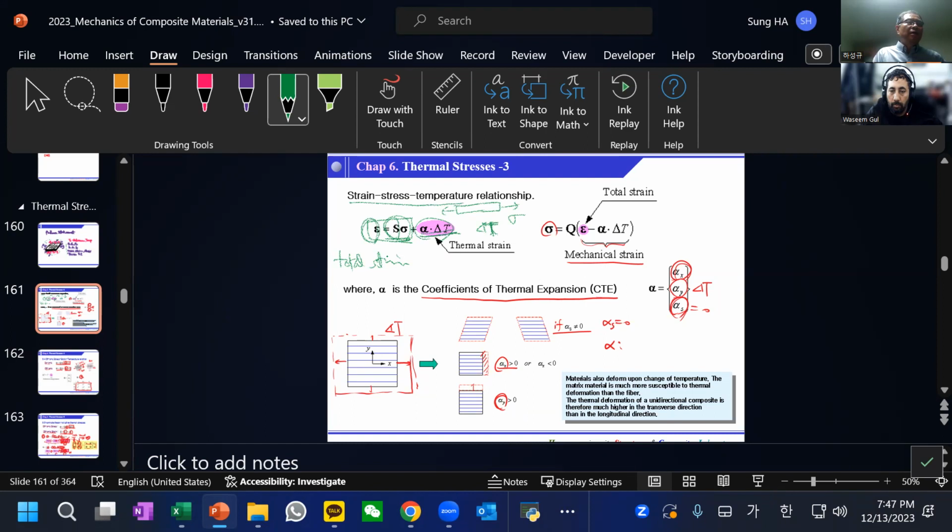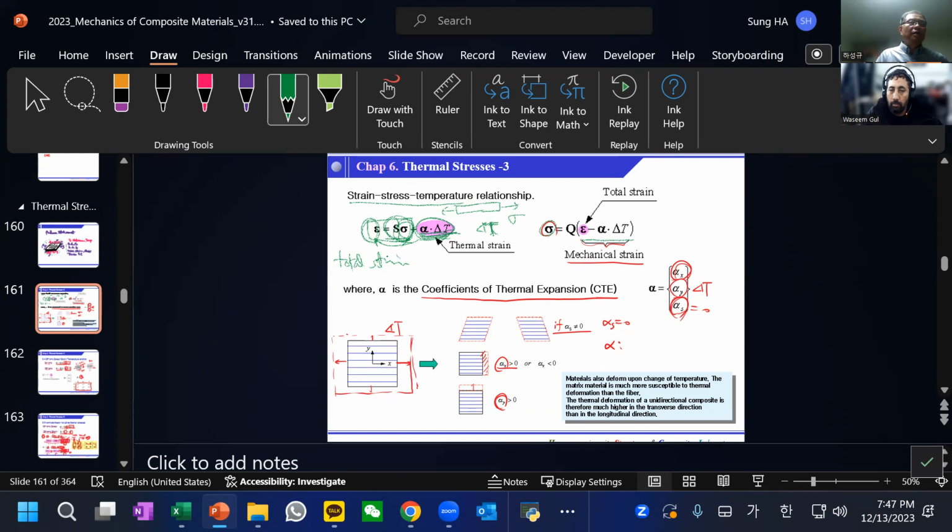When we derived the classical laminate theory, we neglected these temperature terms, so we didn't have this term. But now we're going to consider it. The next step is to get the stresses. The alpha delta T term will go to the left side, so we have epsilon minus alpha delta T.